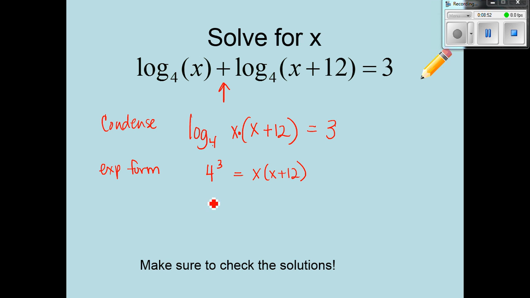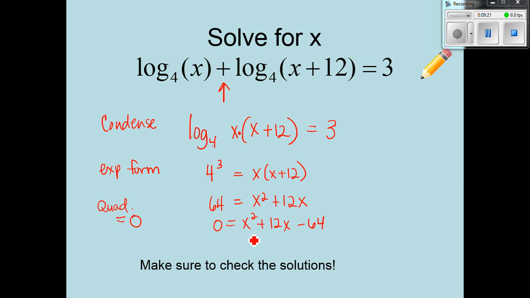I can go ahead and multiply that through. 4 to the power of 3 is 64. And x times x is x squared, and x times 12 is 12x. And now I have a quadratic equation. This is a quadratic. And how do I solve a quadratic? Remember, I have to set it equal to 0. So I have to say 0 is equal to x squared plus 12x minus 64.